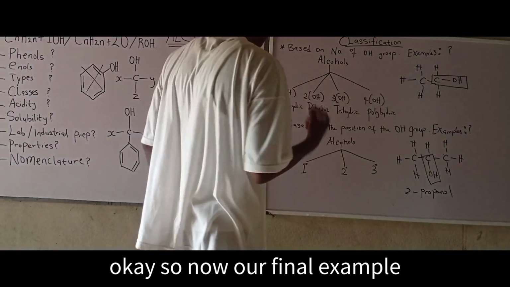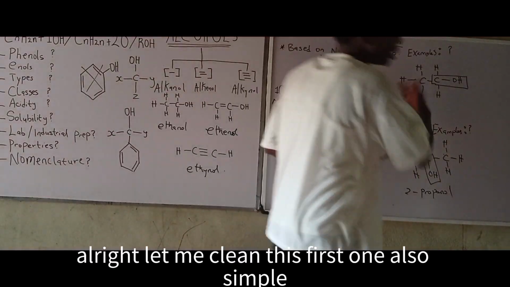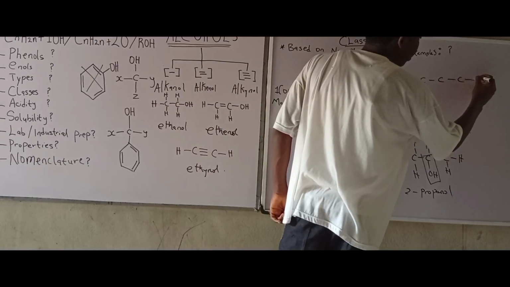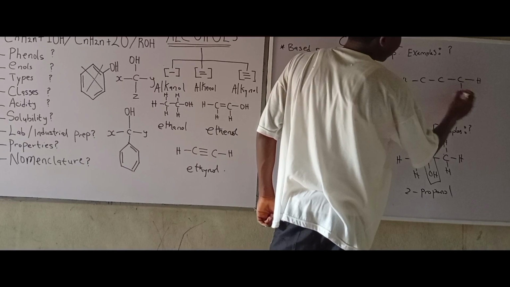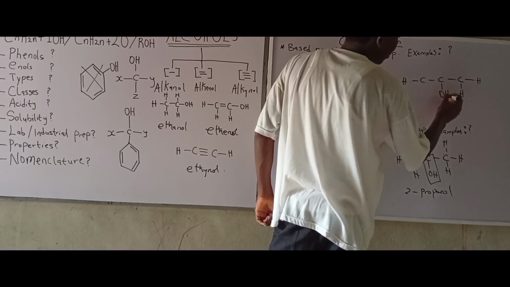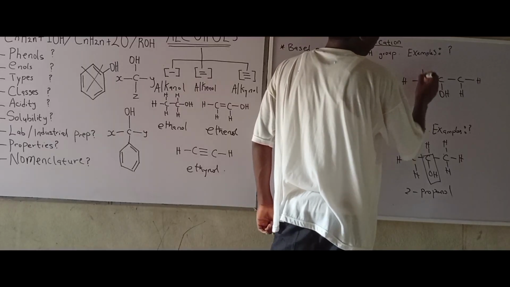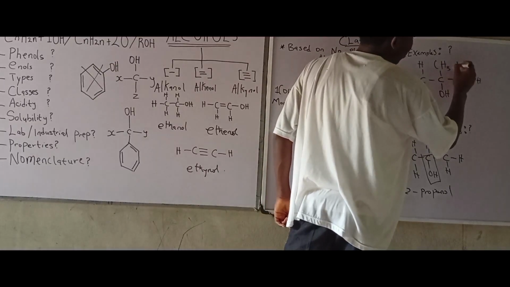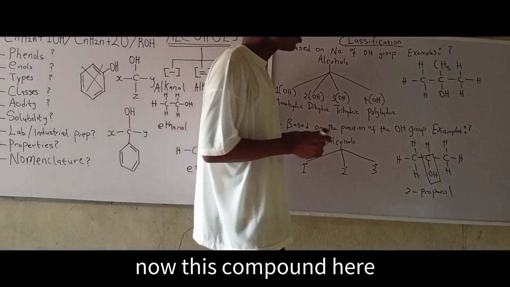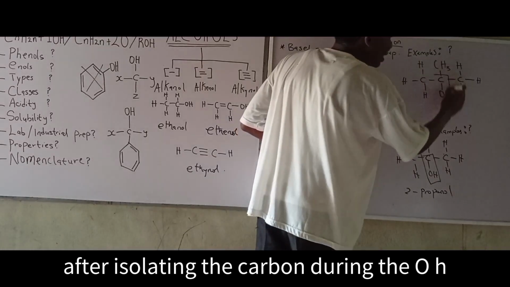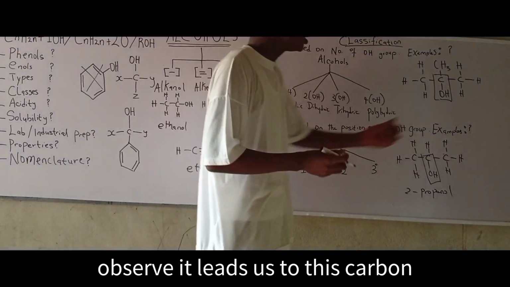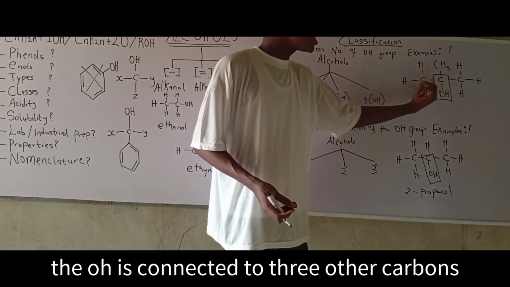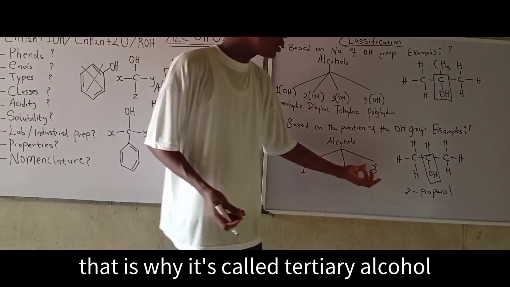So now, our final example, where are we going to put this guy? Alright, let me clean this first one. Also simple, just pay close attention. Alright, good. Now, this compound here, after isolating the carbon bearing the OH, observe, it leads us to this carbon, and this carbon. So the carbon bearing the OH is connected to 3 other carbons. That is why it's called tertiary alcohol.